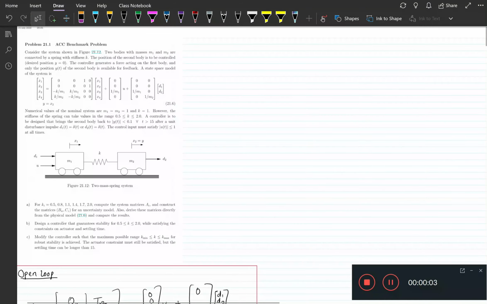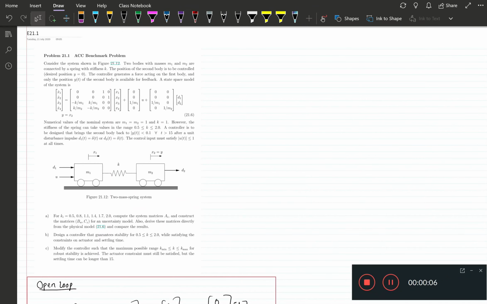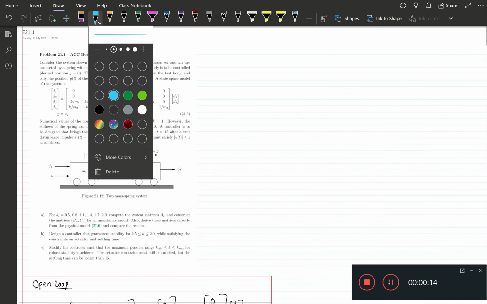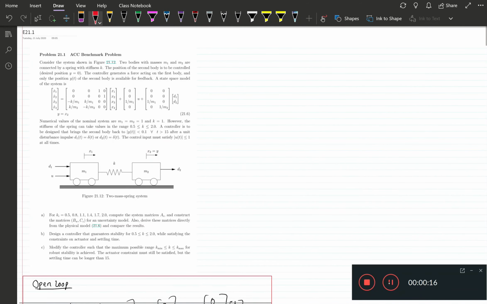So let's now finally look at problem 21.1. We have a spring mass system here with unit masses, so the masses are equal to 1. The spring stiffness varies between 2 and 0.5.